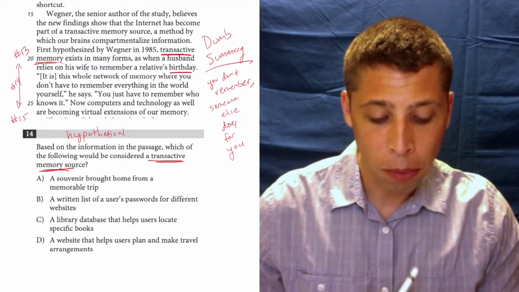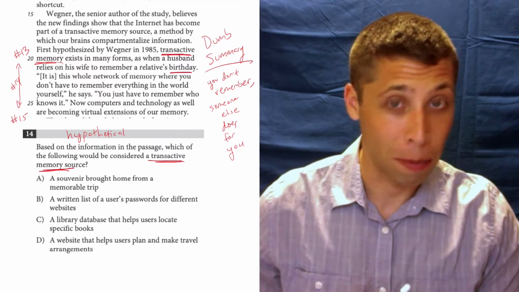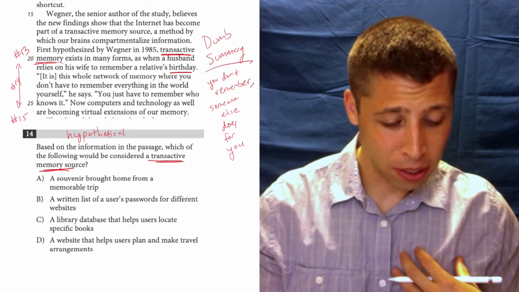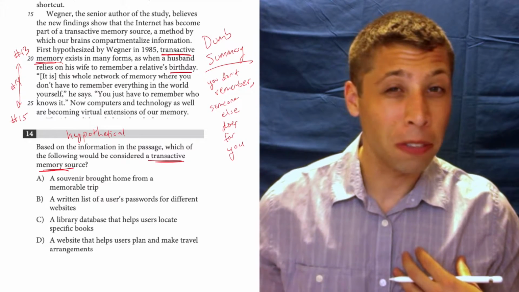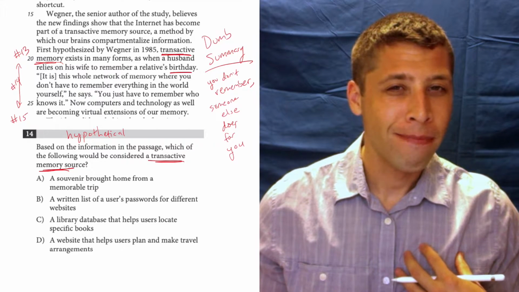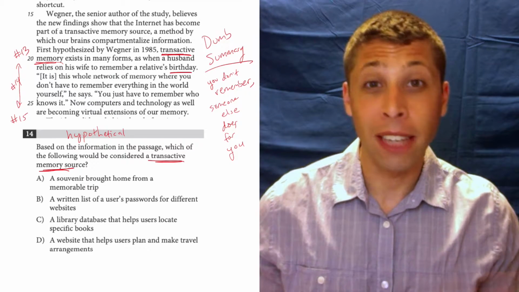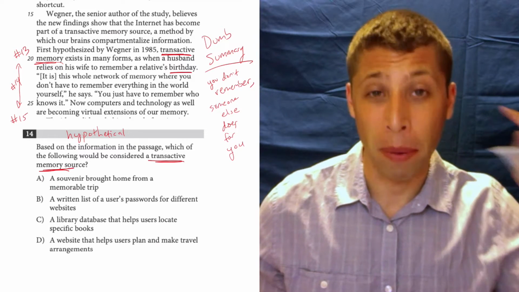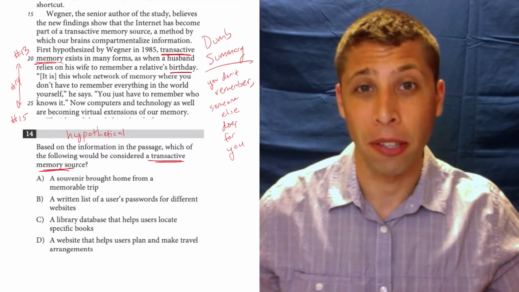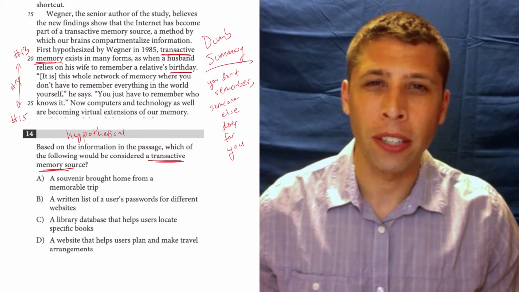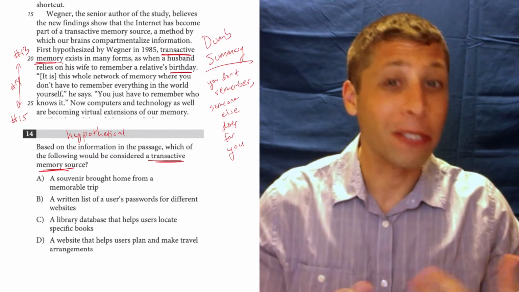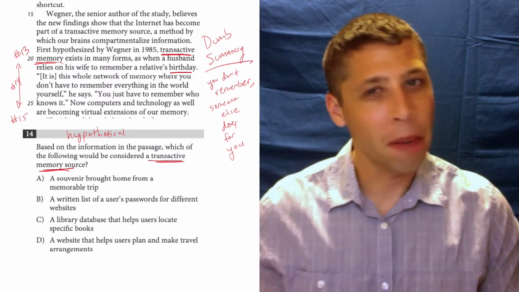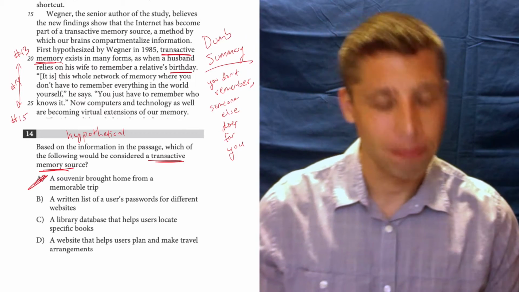A, a souvenir bought home from a memorable trip. Okay, so I don't remember the trip, but the souvenir does. If a souvenir remembers the trip for me. It doesn't seem quite right. A souvenir, like a gift you bought for yourself, doesn't remember the trip for you. It might remind you of the trip, and then you have to rely on your own memory for it. But that seems kind of weird. A souvenir isn't telling you about the trip. Maybe a photo album would be, but that's not what we're talking about. So that doesn't seem right.